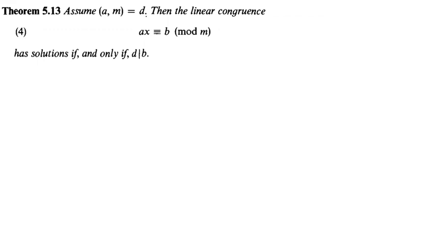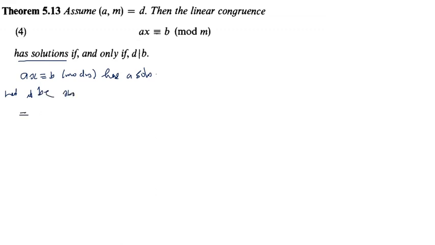Next theorem. Assume GCD of a and m is d, then the linear congruence ax congruent to b mod m has solutions if and only if d divides b. So first suppose that we assume ax congruent to b mod m has a solution. Then we have to prove that d divides b. So we assume ax congruent to b mod m has a solution, and let it be x naught.